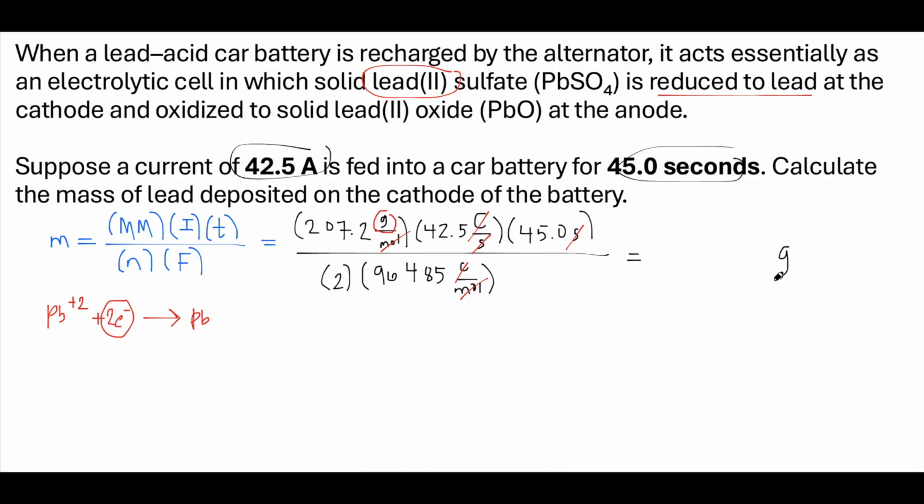So solving this in your calculator, we have 207.2 multiplied by 42.5, and then multiplied by 45, divided by 2, and divided by 96485, and the answer is 2.05 grams.